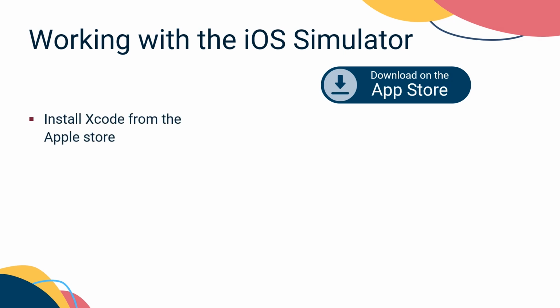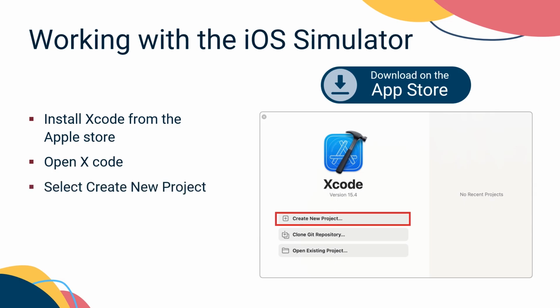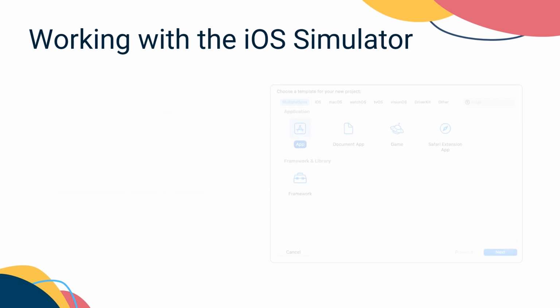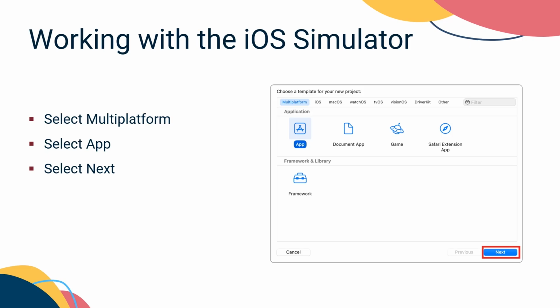To begin with, you'll first need to install Xcode from the Apple Store on your Mac operating system OS X. Once the installation is complete, open Xcode, which will appear as shown here. On the Xcode screen, click the Create New Project option. A new window will open where you can choose a template for your project. Here, let's select Multi-Platform, followed by App, and then click Next to proceed.